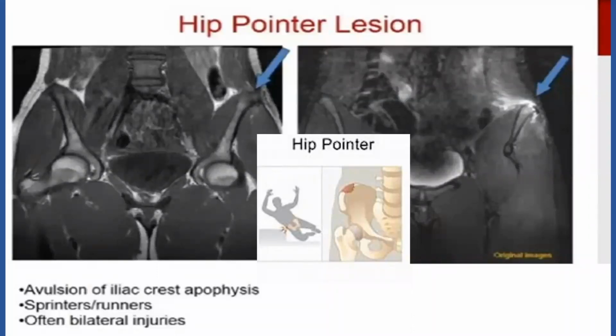Now, this is an entity that we call the hip pointer diagnosis. It's an avulsion of the iliac crest apophysis in adolescents. And it can occur secondary to direct falls on the ilium, as is shown in the mid diagram. And these can occur in bilateral injuries, and the patient will point to it and say, ouch, I have pain over here. Many are not aware of it. Ask for an MRI and you see that there's an increased T2 signal intensity. I repeat, this is called the hip pointer lesion.